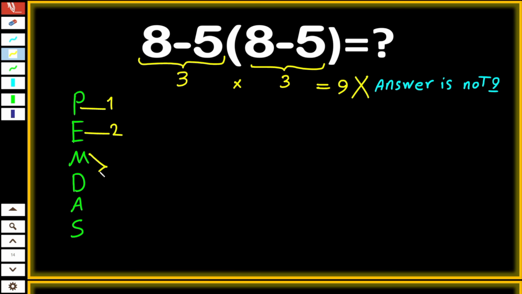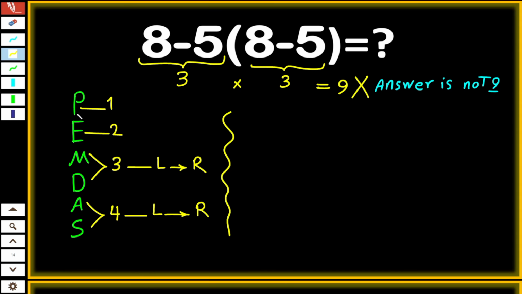The PEMDAS rule defines the order of operations in mathematics. In this rule, the letter P stands for parentheses, E refers to exponents, M and D represent multiplication and division, which are performed from left to right, and A and S stand for addition and subtraction, which are also carried out from left to right.